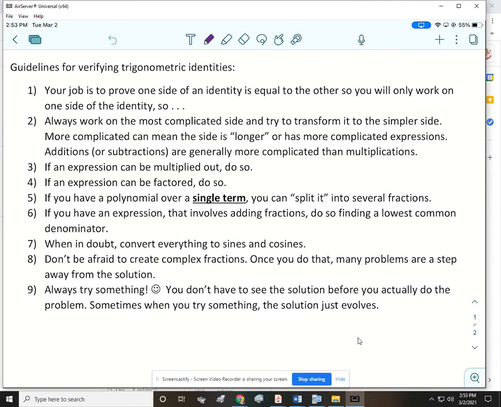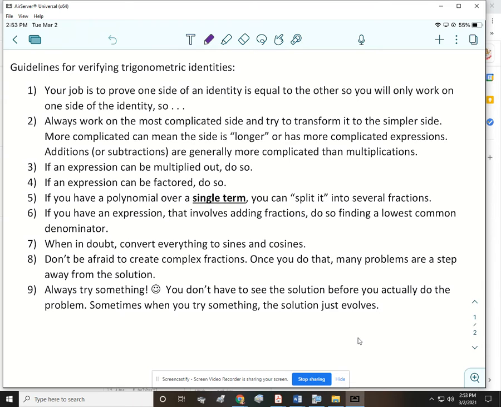All right, so today we're going to start verifying trig identities. And so here are the guidelines. Your job is to prove that one side of the identity is equal to the other. So you will only work on one side of the identity. And you always want to work on the more complicated side and try to transform it to the simpler side.